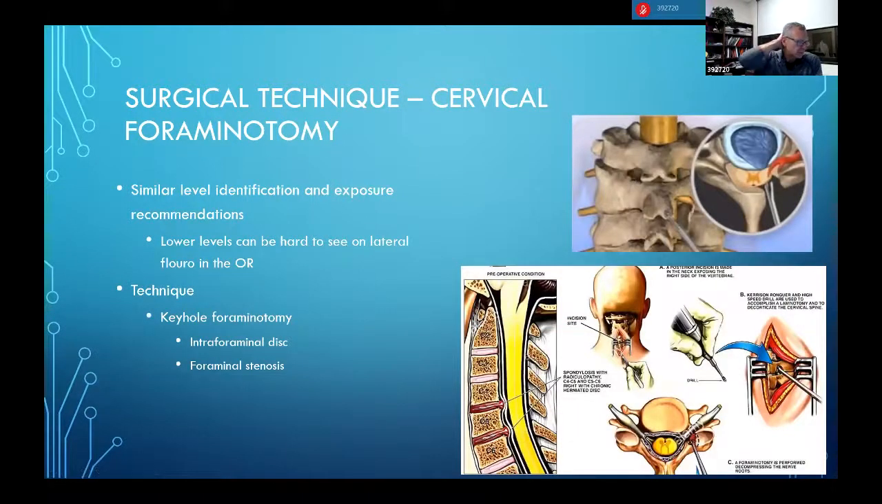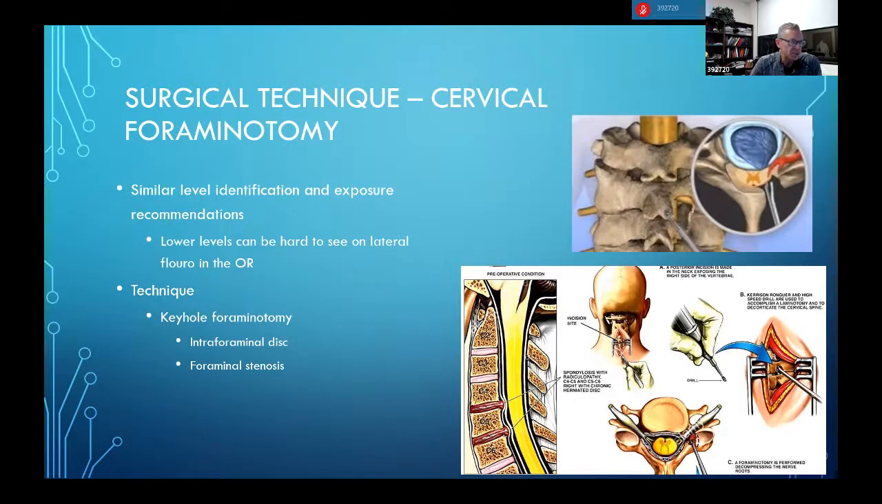Finally, the same principles apply to cervical decompressions. I put in some diagrams and some bony work done for a keyhole foraminotomy, so you can do the same thing in the cervical spine. The principles remain the same. You want to identify your level and position your patient appropriately. A little bit of cervical flexion does help, but these are primarily for intraforaminal disc herniations or residual and or primary foraminal stenosis, where you do not need an anterior approach to get disc space height distraction and decompression.